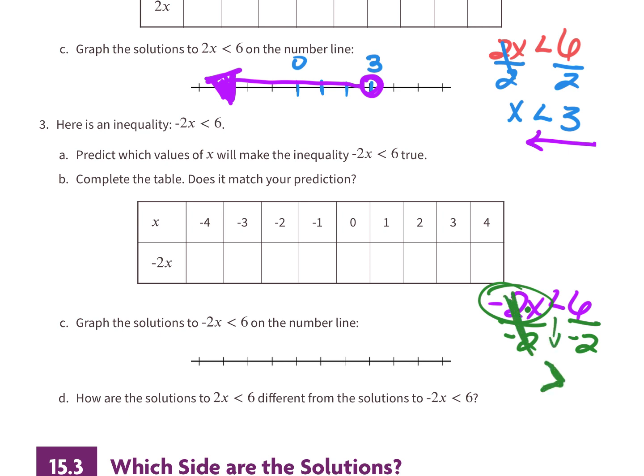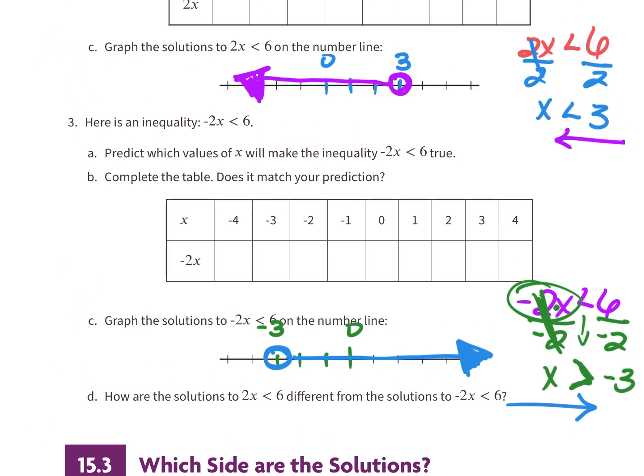So those go away. 2 divided by 2 goes away. It's 1. So we have 1x, and then 6 divided by negative 2 is negative 3. Okay, so x is greater than negative 3. So here's 0. There's negative 1, negative 2, negative 3. There's no line under it, so it's going to be an open circle. And if we make an arrow, it goes to the right.